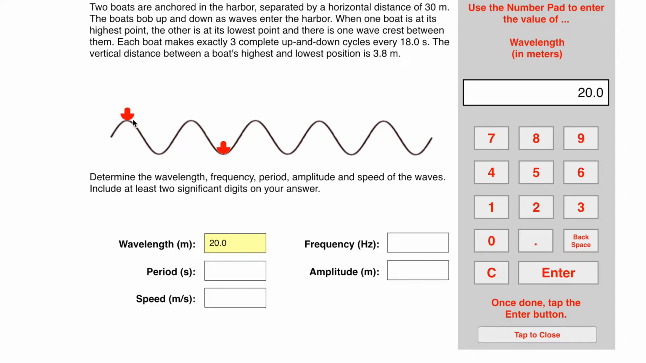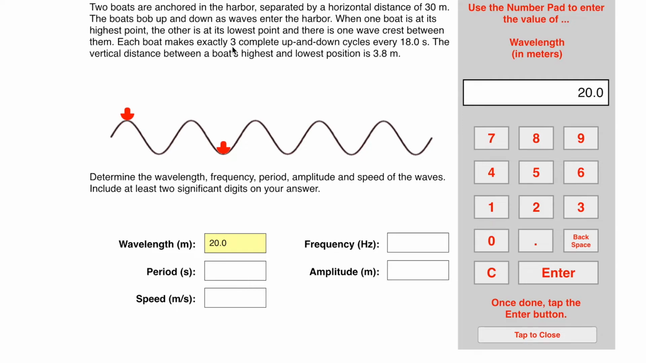Now, we also could have done that by saying 30 meters divided by 3 times 2. So it's 2/3 of this 30 meters. All right, so we have the wavelength.